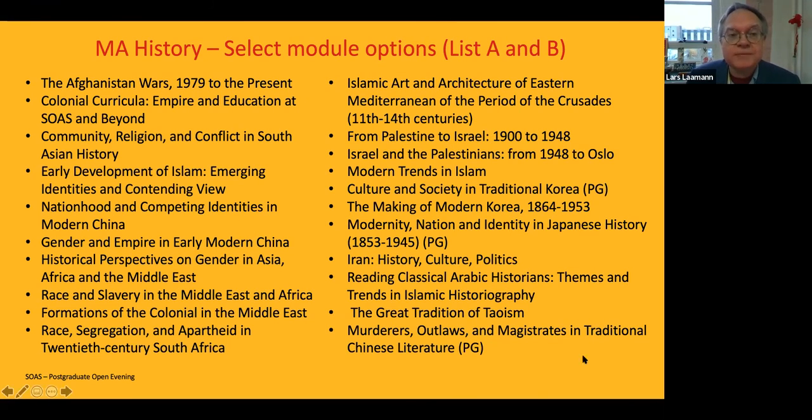If you want to do something inter-regional, trans-regional, then you can also do that. It's a bit more ambitious, but it's definitely something that you could do. For example, connections between India and China. That's one thing that students sometimes very successfully bring to a conclusion, and the dissertations are really amazing.